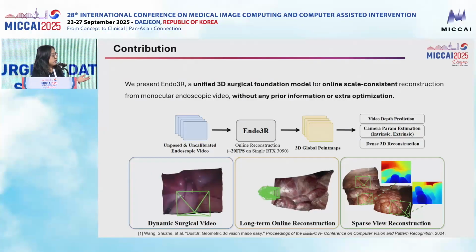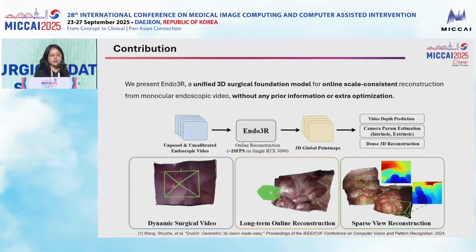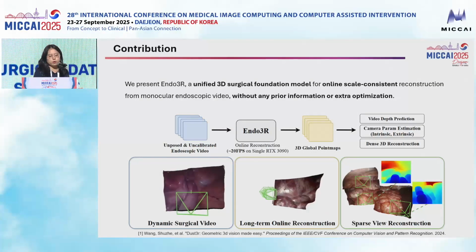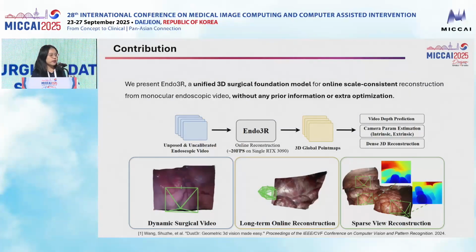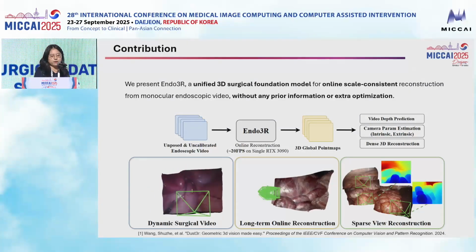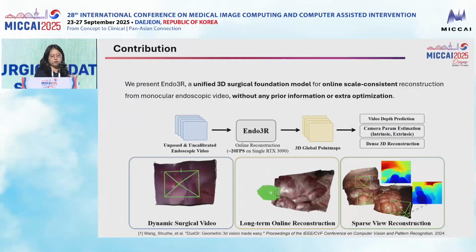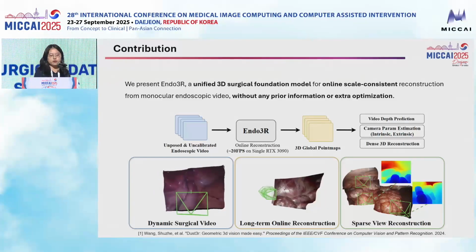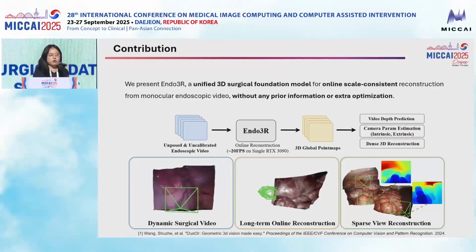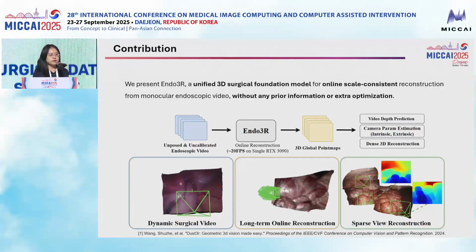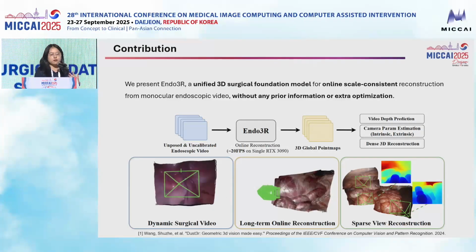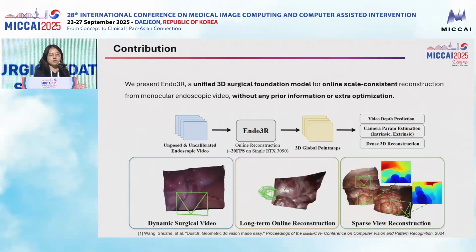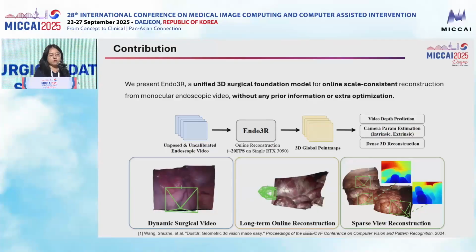As shown in this graph, we take unposed and uncalibrated video as input, and our Endo3R achieves a feed-forward output to predict the 3D global point maps. And we can achieve almost 20 FPS on a single RTX 3090. Then we can predict video depths and camera parameters, including intrinsics and extrinsics, and achieve dense 3D reconstruction, like point maps. We can also apply our method to subtasks, including dynamic video depth estimation, long-term online reconstruction, and sparse view reconstruction, which means the overlap between consecutive frames is limited.